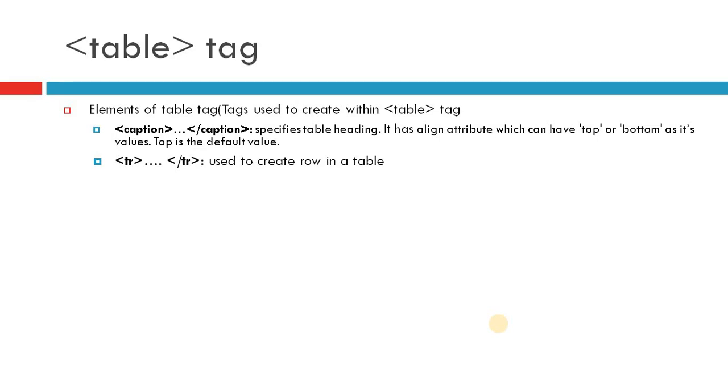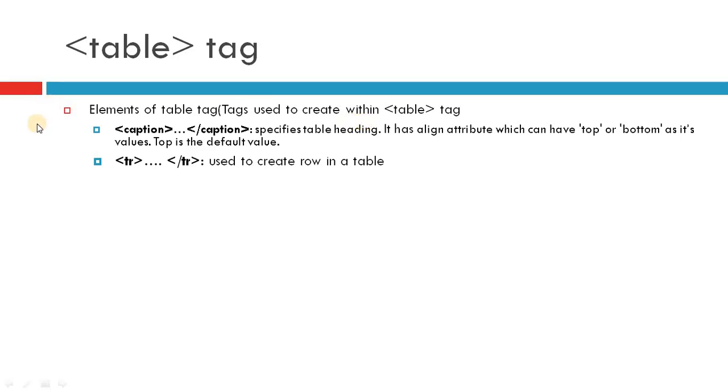The first element of table tag is caption. The caption tag specifies table heading. The text which is written between the opening and the closing of caption will become the heading for the table. Caption tag has one attribute, align. Align attribute has two values, top and bottom. Top is the default value.